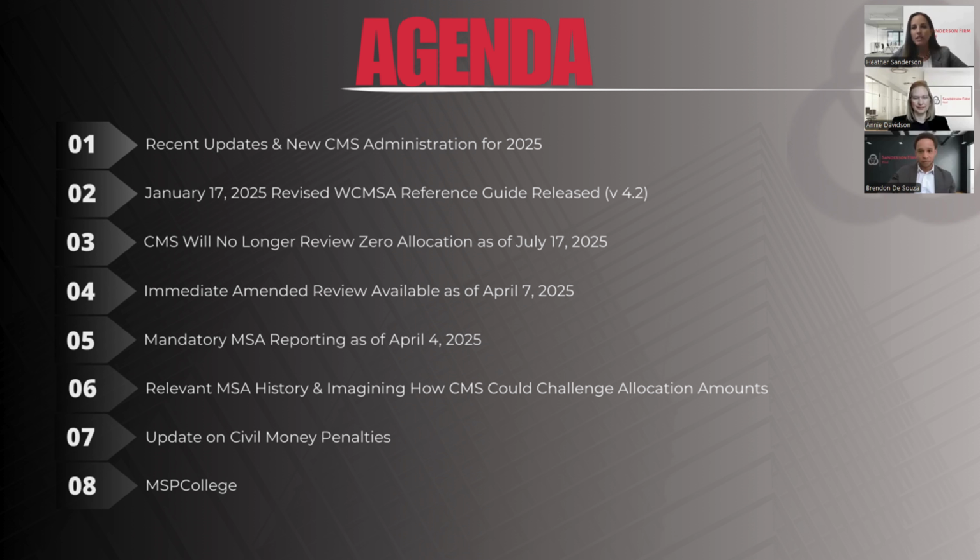Then we're just going to take a brief look back in time and look at MSA history and imagining how CMS may challenge MSA amounts. To our knowledge, Medicare's never challenged a non-submit MSA in the past, and some have questioned, is that Medicare's intent with now collecting the MSA information through the Section 111 reporting? Are they going to be challenging MSAs? So we're going to talk about, if that does happen, what the process would look like and really dig into that.